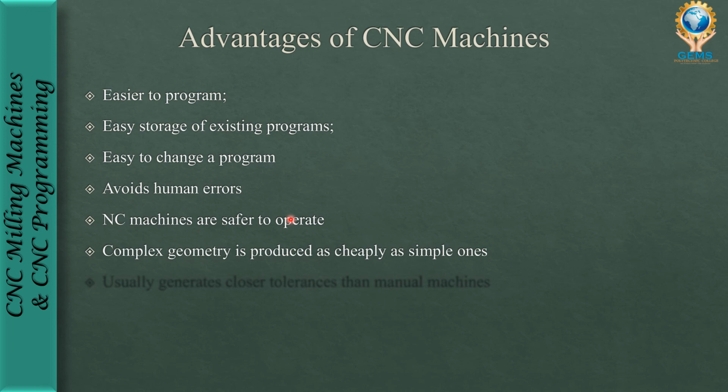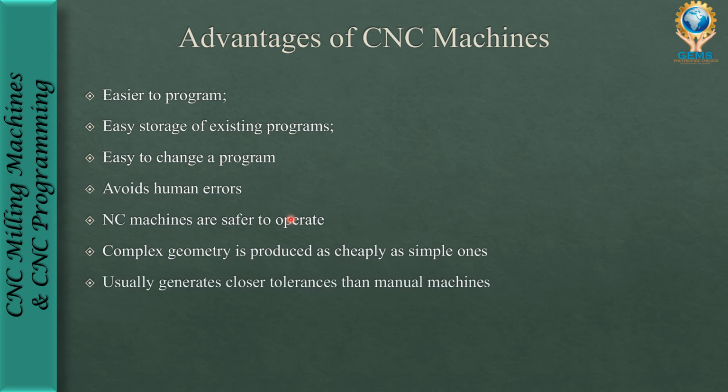Complex geometry is produced as cheaply as simple ones. By using CNC machines, we can produce complex geometry at a cheaper price when compared to conventional machines. CNC machines usually generate closer tolerances than manual machines. They produce closer tolerances with high accuracy and precision, and we can get a good surface finish.